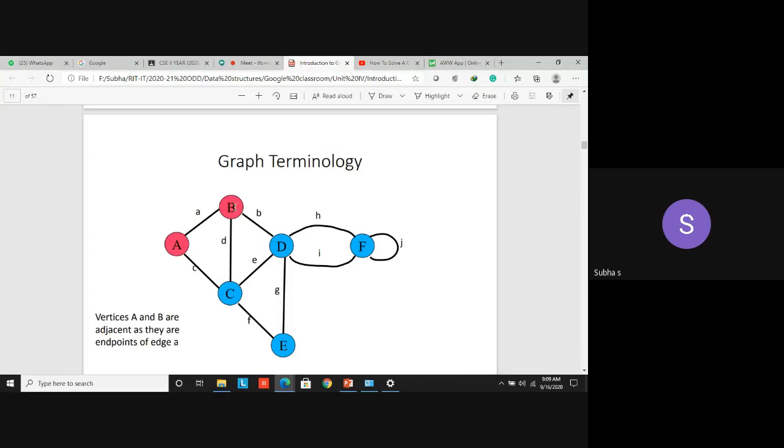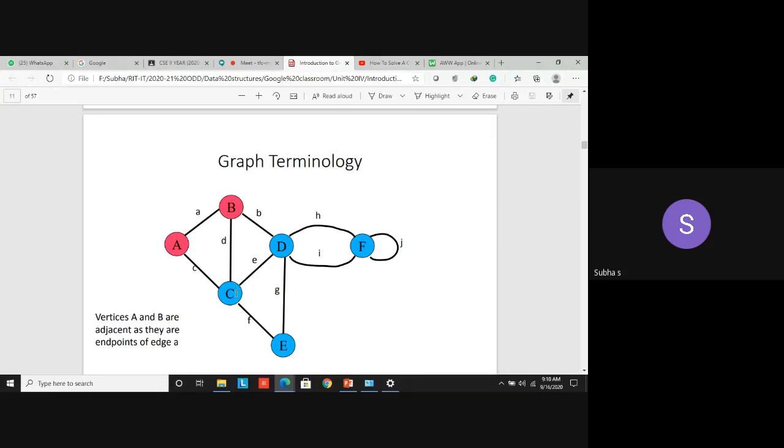For the node B, what are all the endpoints? What are the edges here? A, that A is connected to B. Similarly, I have the edge D to C. Similarly, I have the edge B to D. So here three adjacent nodes are there, for the vertex B. Again I am repeating: capital A, capital C and capital D. There are three adjacent nodes for this node B. It's not necessary that there should be only one or two nodes. I can have any number of adjacent nodes.